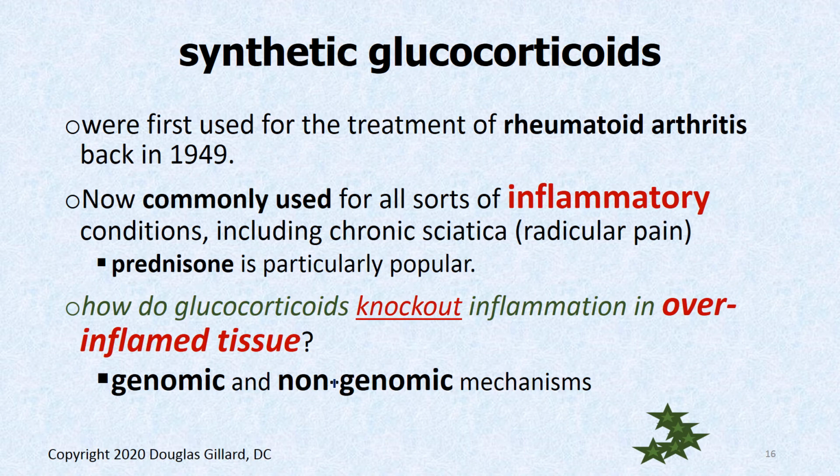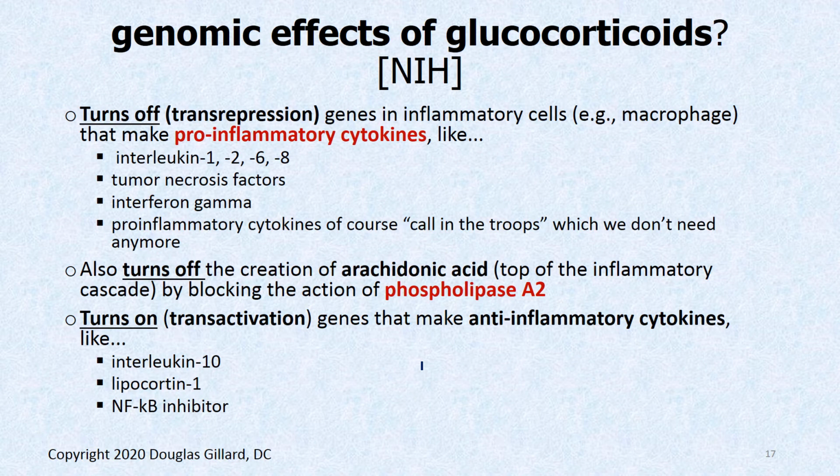Okay, they were used for treatment. The first disease treated by glucocorticoids was rheumatoid arthritis. Now they're commonly used for all sorts of inflammatory conditions. You name it: chronic osteoarthritis, ankylosing spondylitis. They're all over the place. How do glucocorticoids knock out inflammation anyway? Well, we've looked at that. There are genomic and non-genomic mechanisms by which prednisone, and all glucocorticoids, can snuff out inflammation.